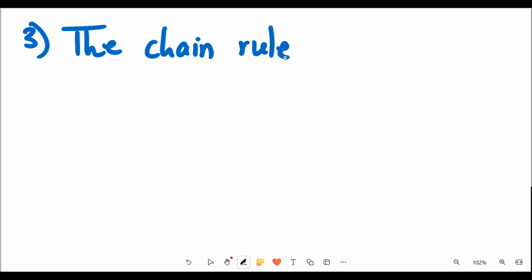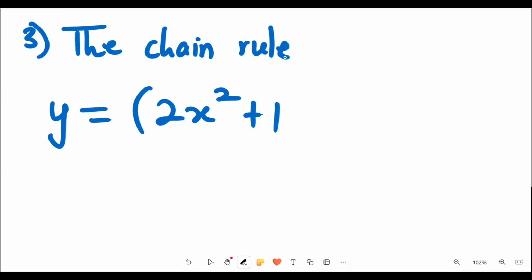Now let us take this function. Suppose we have y is equal to (2x squared plus 1) squared. Now I know that most of us will be willing to expand the bracket before differentiating each of the terms, and we are going to get the same answer. So let us use what we know. Then after that, we'll apply the chain rule to see if we'll be getting the same result.